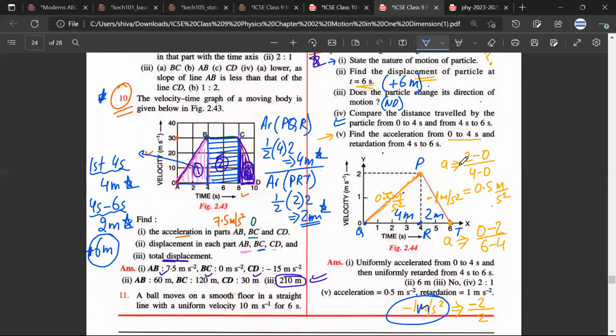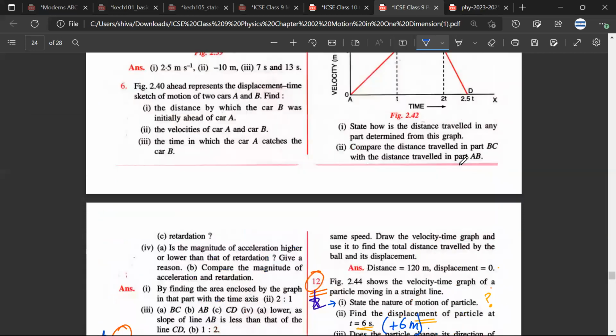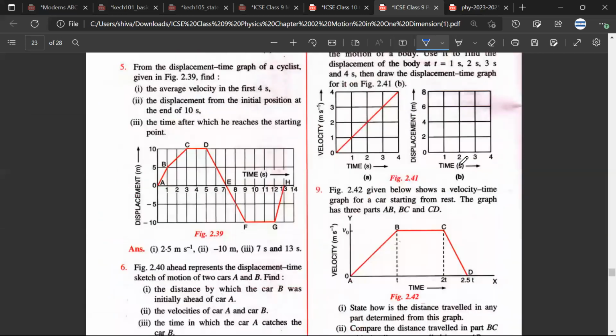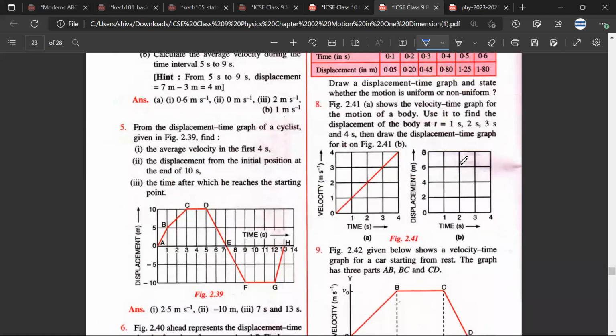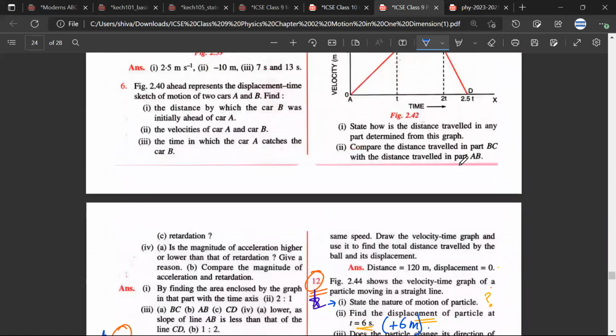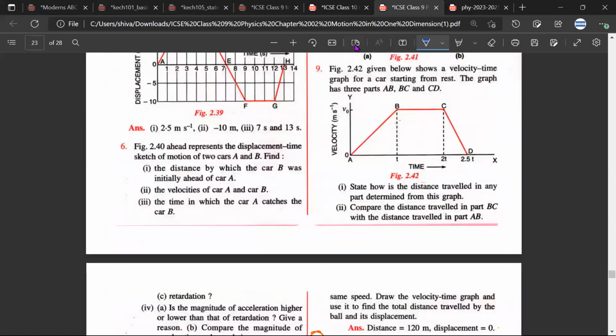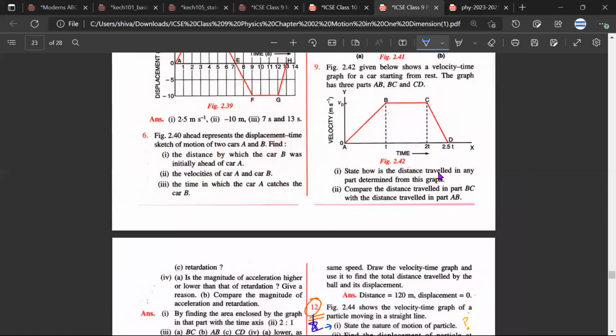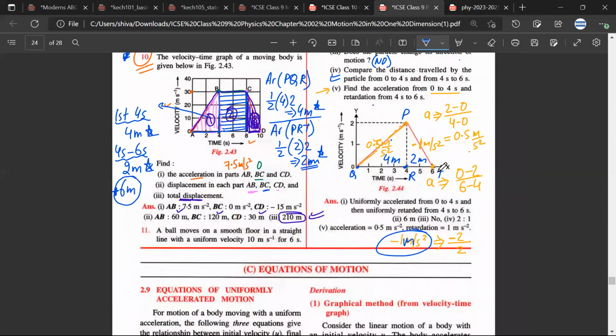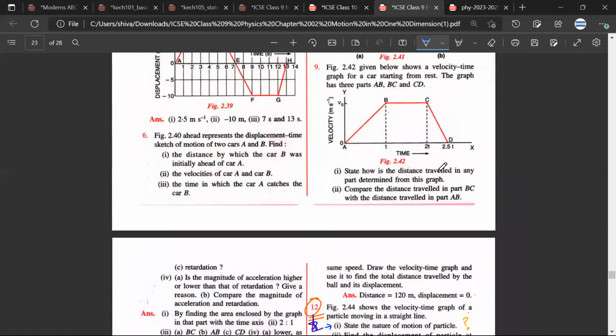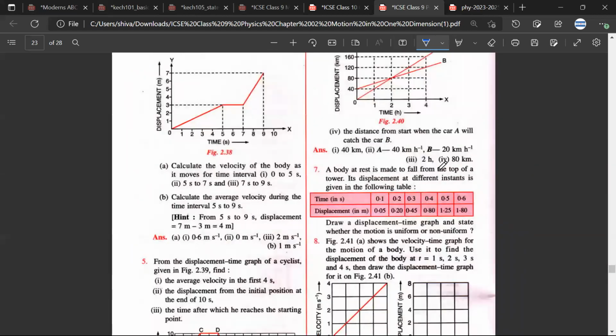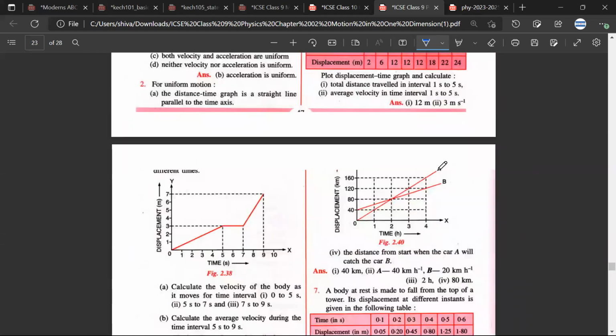I think what we'll do is we'll do one more question and then we'll start looking at the past papers, or let us do a few questions from the past paper. One second.